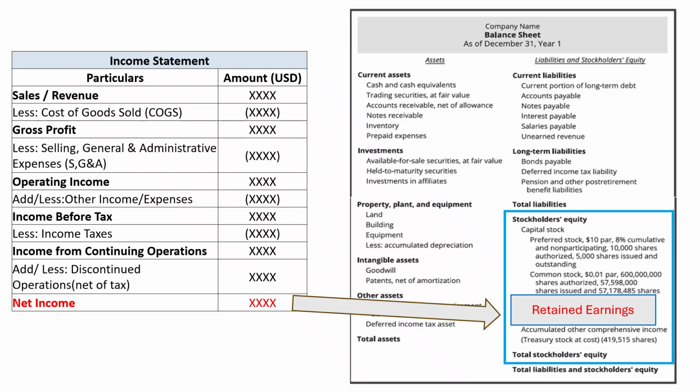So when the company earns profits, this amount flows from the income statement to the liability side of the balance sheet under the head stockholders' equity, and it flows into the subhead retained earnings. So when profit increases, that is the net income increases, retained earnings will also increase, and if the net income reduces, retained earnings will also reduce.